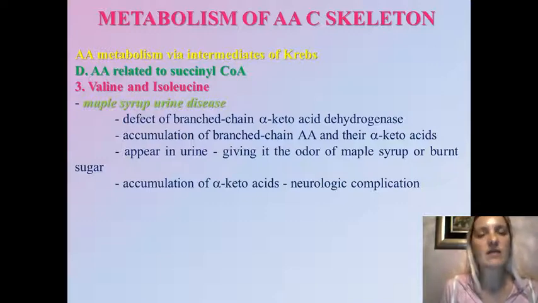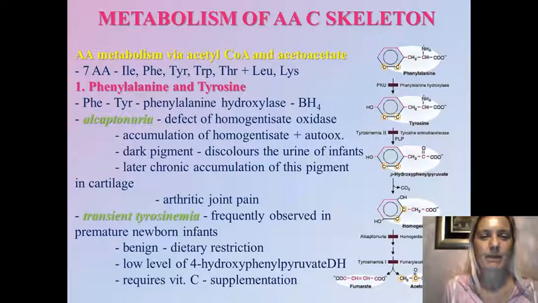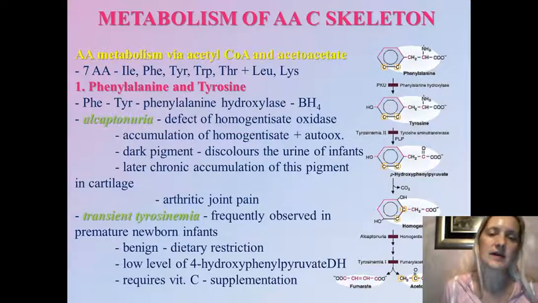Accumulation of those alpha-keto acids of branched amino acids also results in some neurologic complications. Now let's speak about ketogenic amino acids a little bit. Amino acids metabolizing via acetyl coenzyme A or acetoacetate.